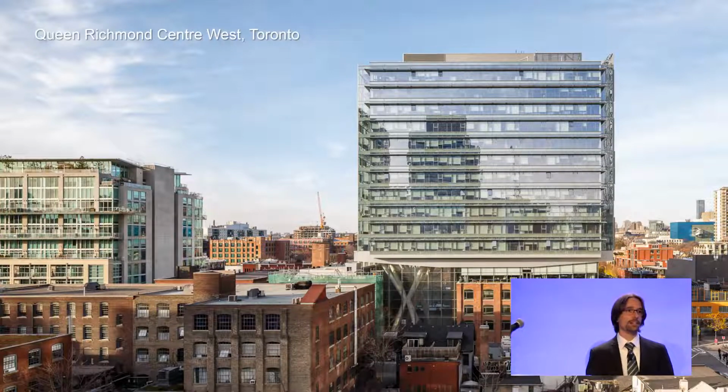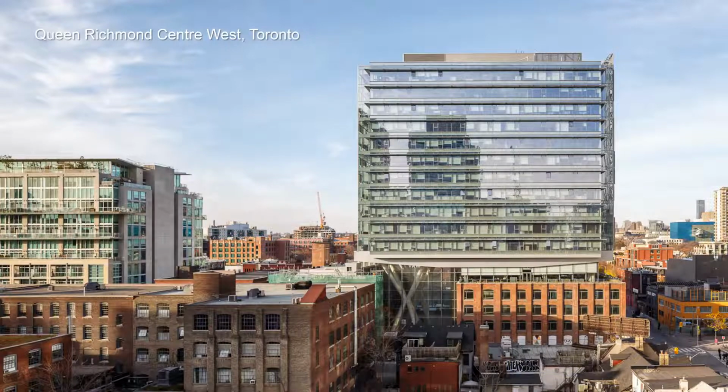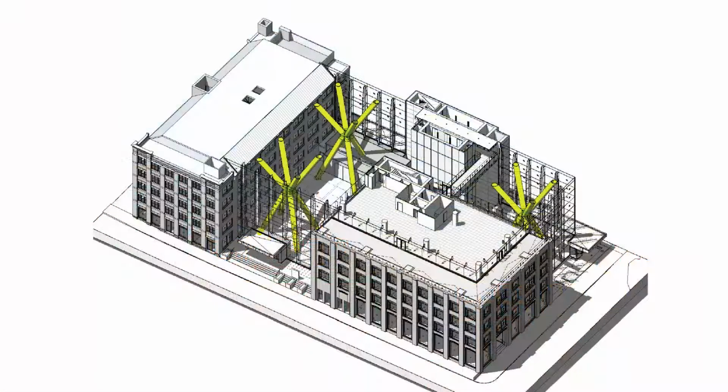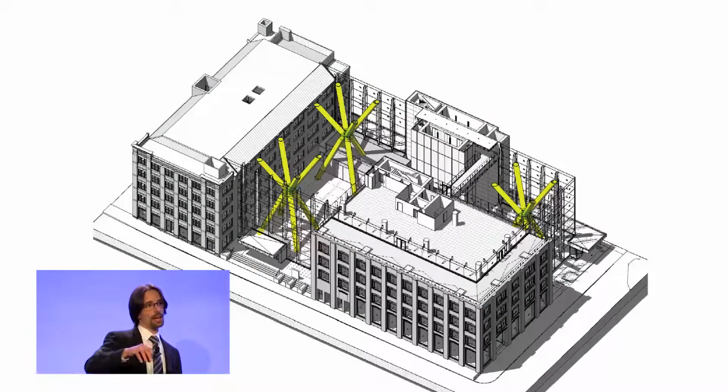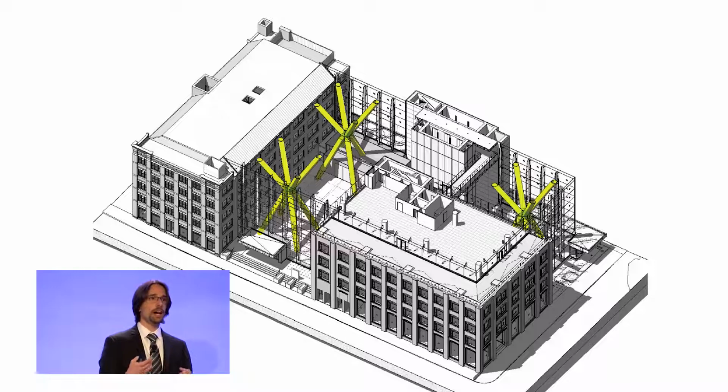This is a project in my hometown, which is Toronto, Canada. In this structure, the Queen Richmond Centre Tower West, there were 2 existing heritage structures on a site that was surrounded with an L-shaped parking lot. And the developer decided that they wanted to build an 11-story office tower, but they wanted to actually put it up in the air above the existing 2 structures. And in so doing, they would create an L-shaped lobby underneath the new building that would be a public space.